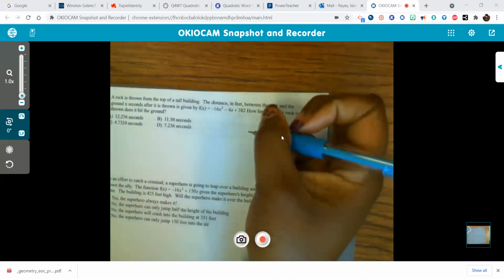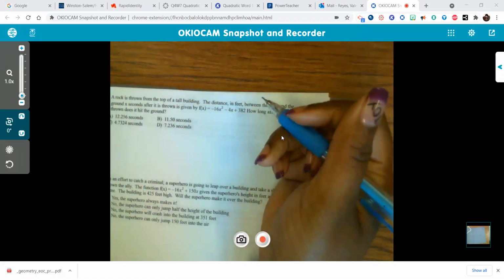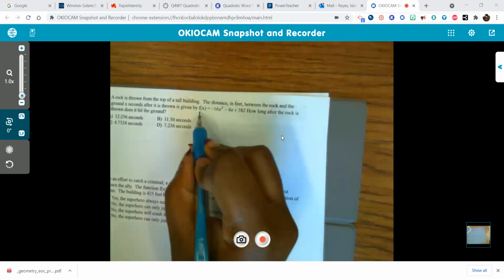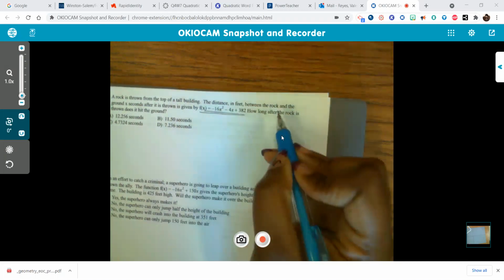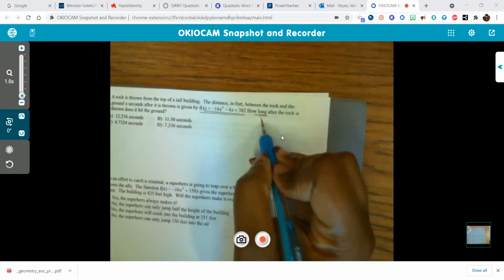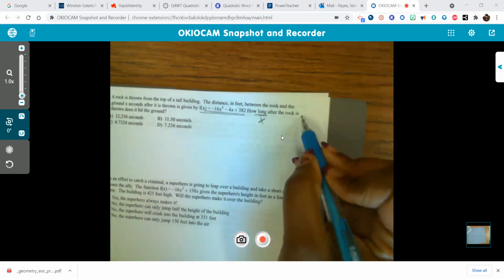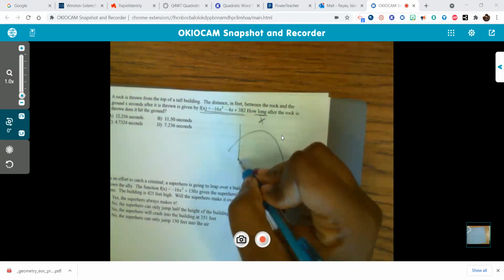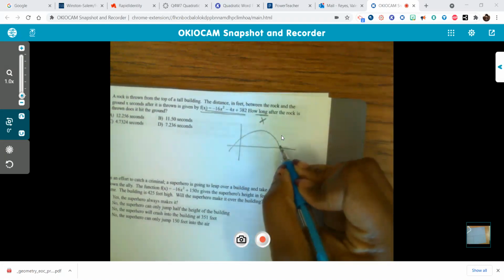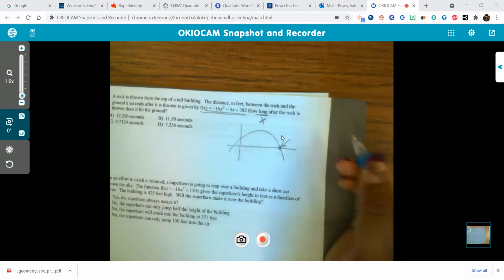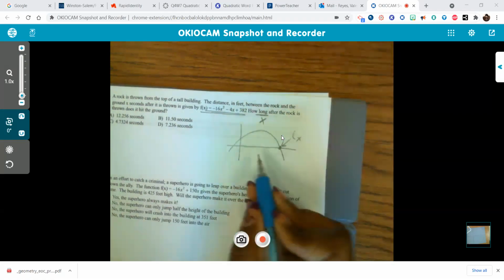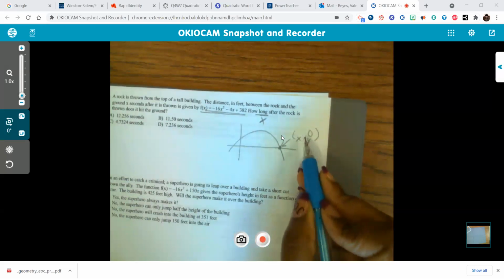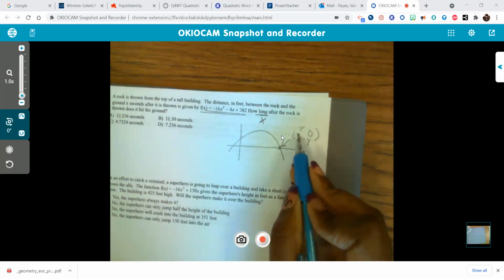Okay, a rock is thrown from the top of a tall building. The distance in feet between the rock and the ground is x seconds. So this is the same equation again. How long? All right, that's x again. After the rock is thrown, does it hit the ground? So what part of the parabola do they want here? Well, they want this part of the parabola right here, where it hits the ground. They want to know what that x value is. We already know that when it hits the ground, the height is 0.